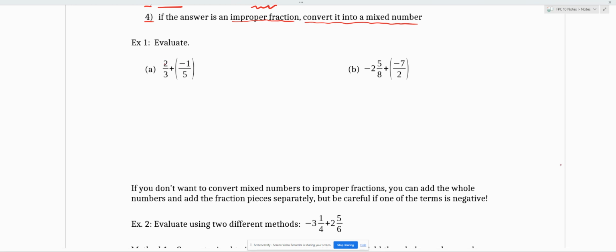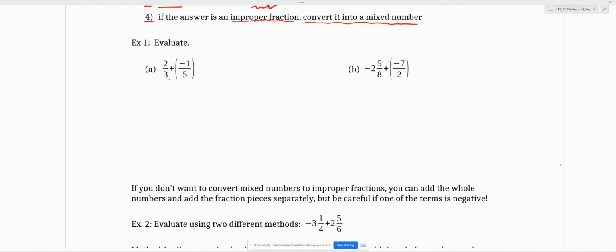So the first one here is I have 2 over 3 plus negative 1 over 5. Now, what this negative is representing, or what these brackets are just basically saying, is I'm adding a negative, or adding the opposite, but we can handle this just fine. But first, we need a common denominator. 3 and 5 are not the same. So what can I multiply each of these by to get the same value on the bottom?